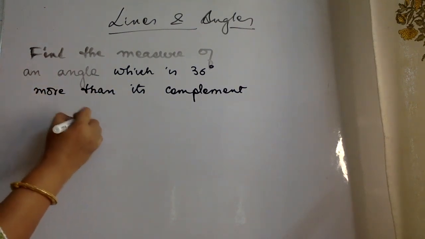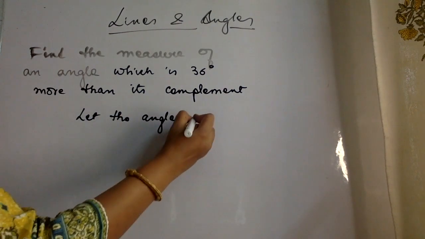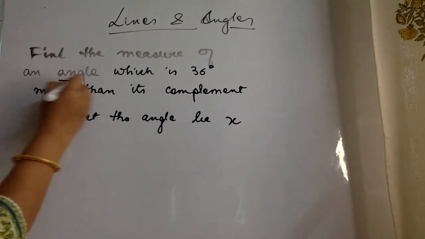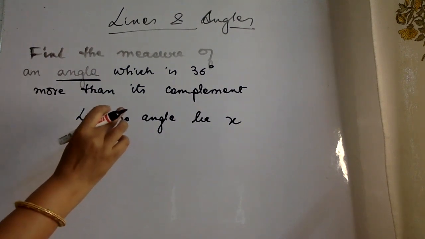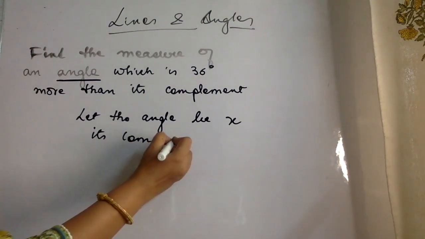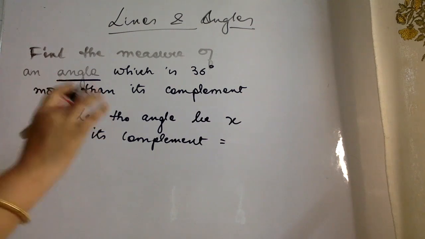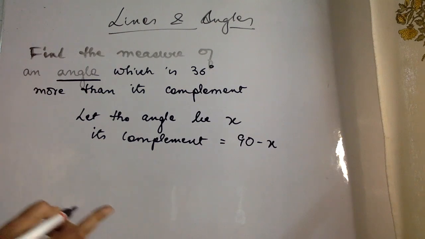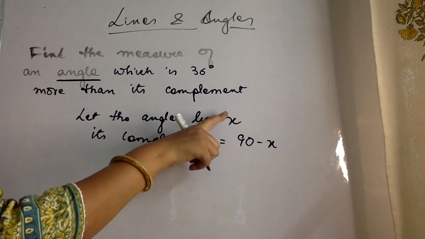Let the angle they are asking for be x. So we are trying to find this angle, which we take as x. Then its complement is 90 minus x. If you write these two statements, automatically the question becomes very clear. So algebraically we have written the angle and its complement in algebraic way.